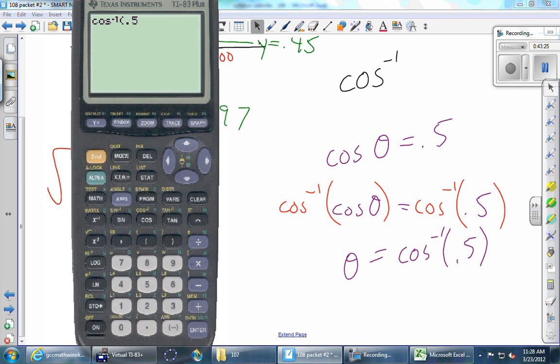What was our fundamental answer? Our first one for cosine theta is a half. It was 60 degrees, wasn't it? Okay, so you hit enter. The calculator says 60 degrees. Garrett, what was your question from way back when? What was the other answer besides 60?